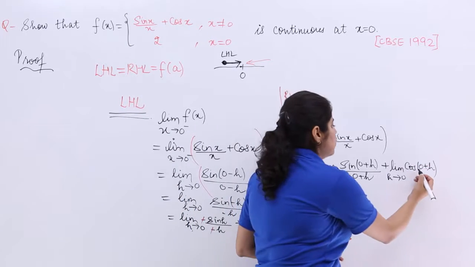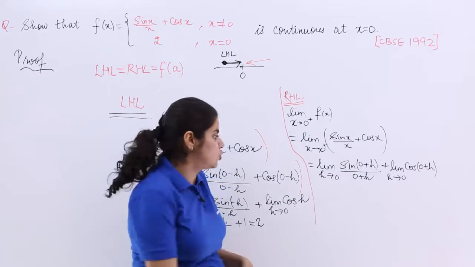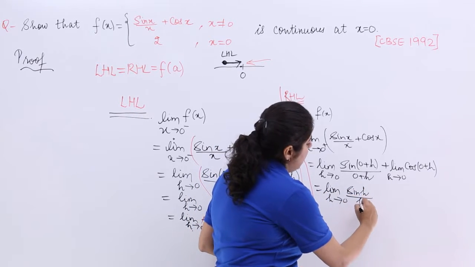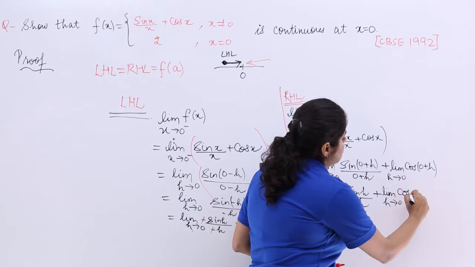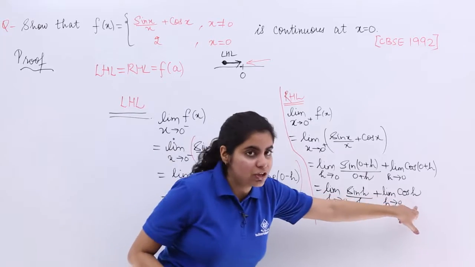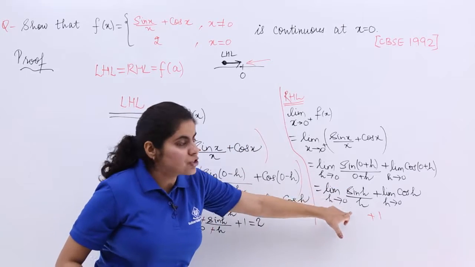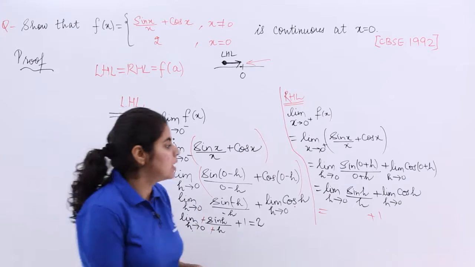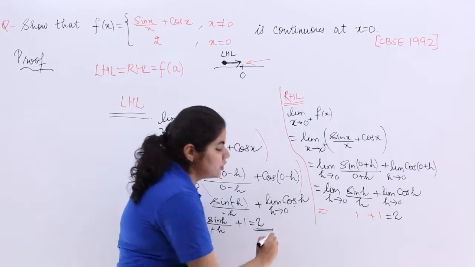No issues till here, I guess, no doubts, no problems. Now sin(0 plus h) is sin h, 0 plus h is h. So it is basically limit h tends to 0 sin h upon h plus limit h tends to 0 cos(0 plus h), which is cos h. Now you see the same formula has occurred. The value of this is 1. Then limit h tends to 0 sin h by h, again I told you that this value that we have learned is 1. So it is 1. Now what is 1 plus 1? It is basically 2.